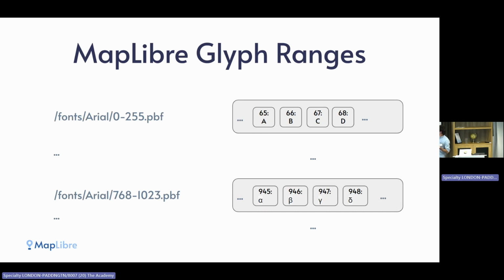So you see, maybe this is Latin. Here we have the next range, and then it goes through all of them. That's the way this is handled. Then on the client, you just load the ranges you need, and you put the SDF textures together into one big font atlas, which is made for the frame you're rendering.